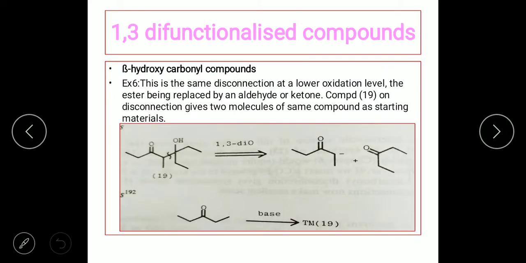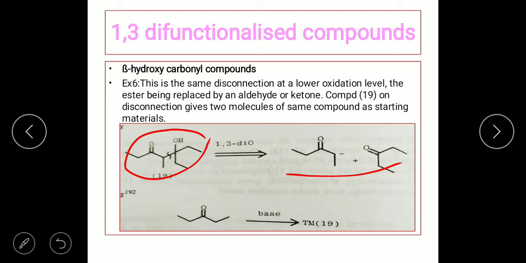Next, coming to beta hydroxycarbonyl compounds. This is the same disconnection at a lower oxidation level, the ester being replaced by an aldehyde or ketone. So here in the first, that is 1,3 difunctional compounds, what we observed was we usually used to get an ester as the starting material, right? But here, as I already told, we have beta hydroxycarbonyl compounds. So once you do the disconnection, it would either give rise to a diketone or to a dialdehyde. Okay, so these would be the starting material.